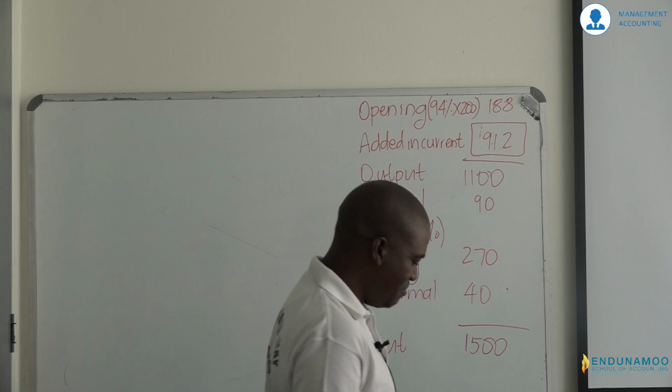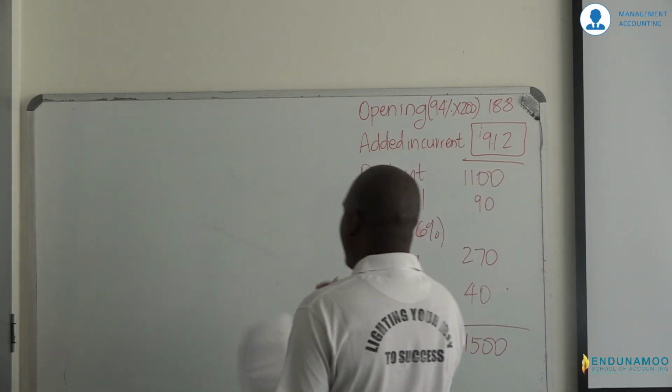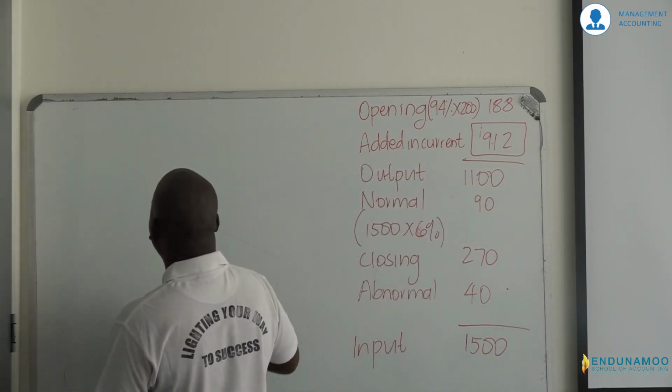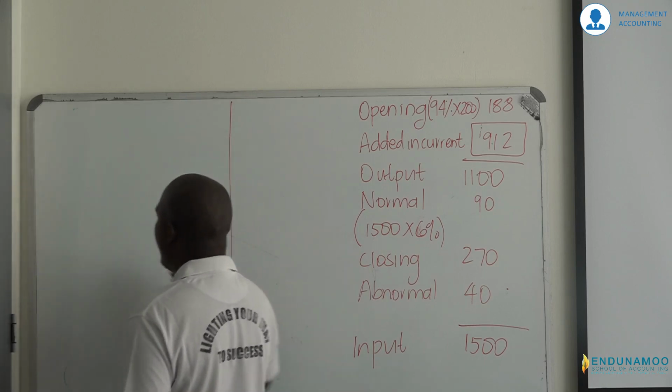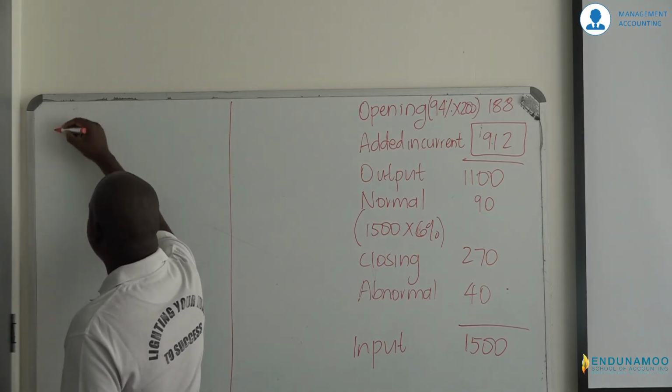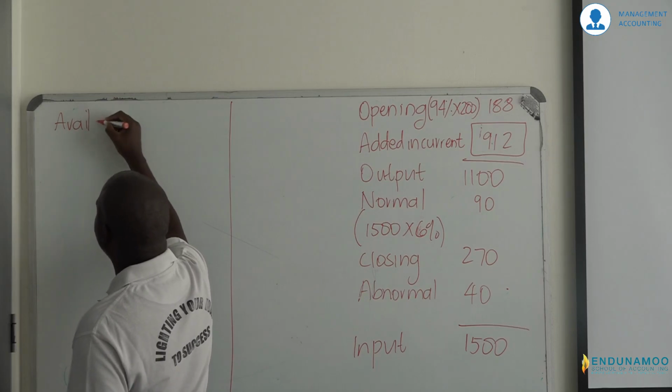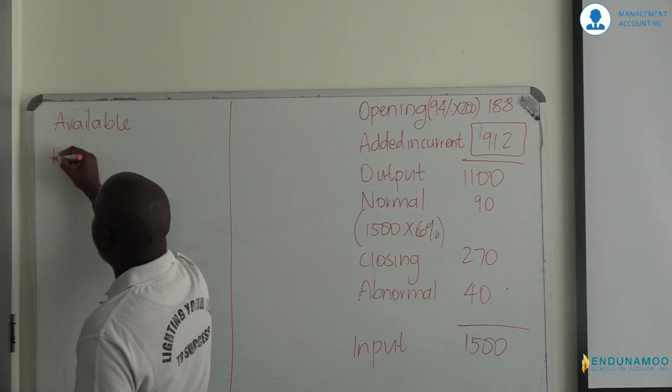But let's start from the beginning. So from the beginning, I think we are all on the same page that we are required to determine the available, right, and compare with the required.